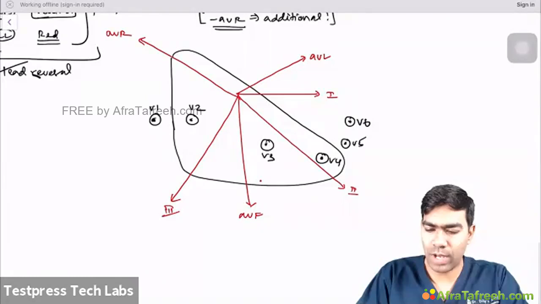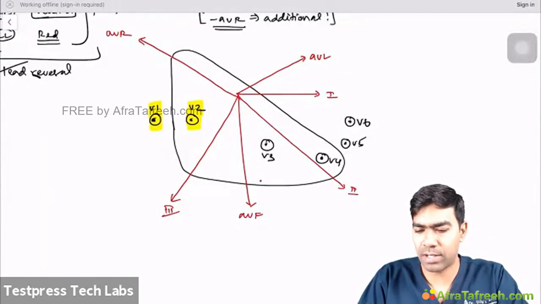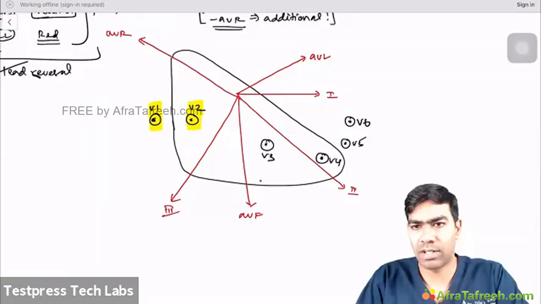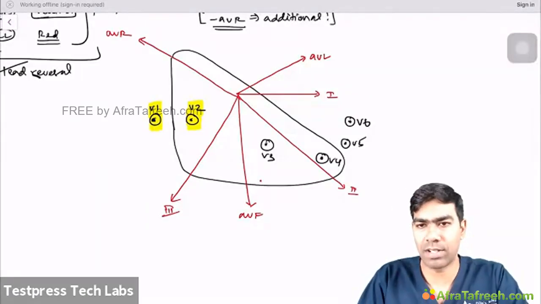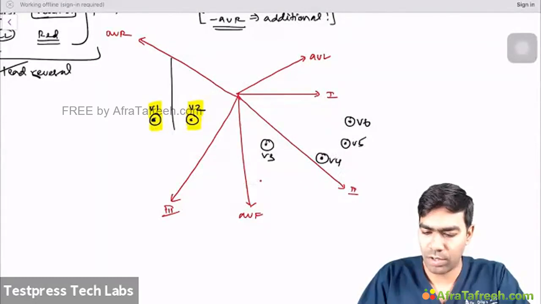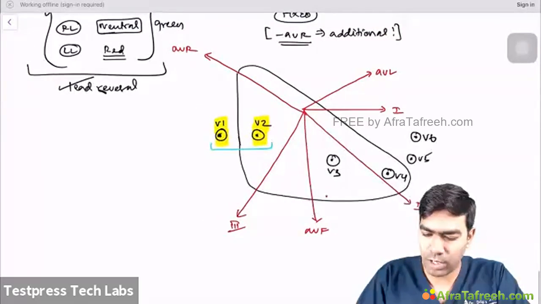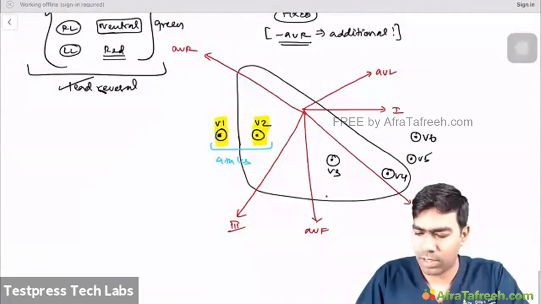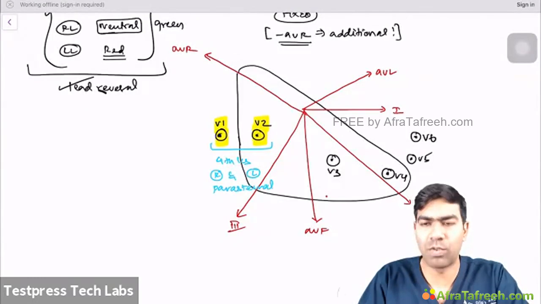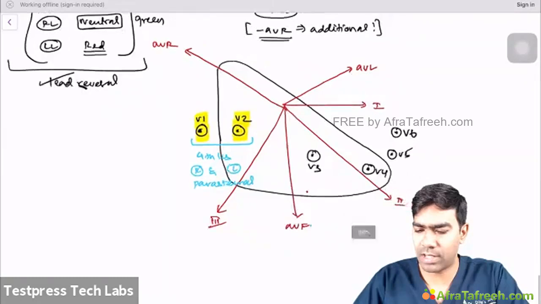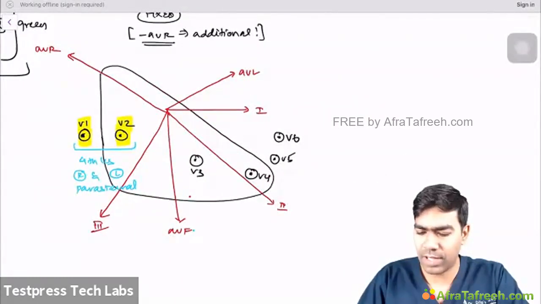If you want to know where V1 and V2 will be placed, they will be placed in the parasternal region, in the right and left parasternal region, in the fourth intercostal space, immediately next to the sternum. That's why they'll be placed in the fourth intercostal space. As far as V3 is concerned, V3 does not have any specific location, and will just be placed in between V2 and V4.